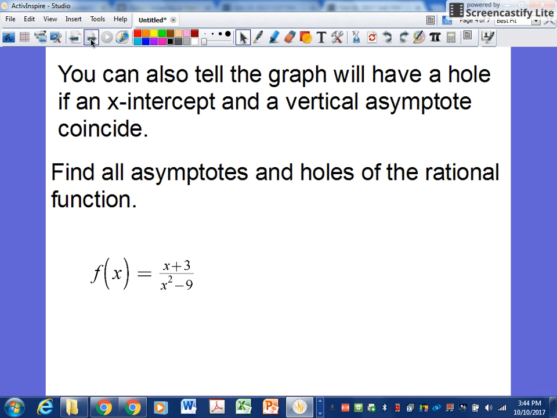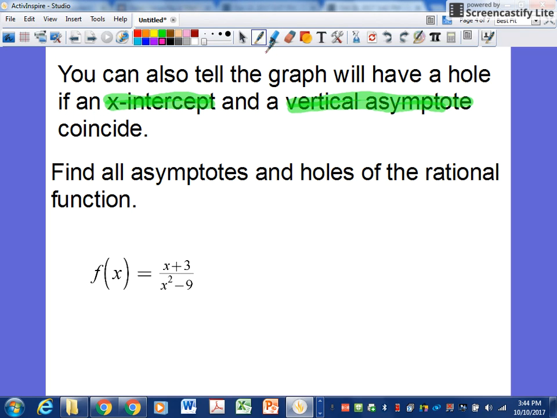and you notice that there's going to be a hole. You can also tell that the graph will have a hole when you have an x-intercept and a vertical asymptote at the same place. Since we haven't talked about finding x-intercepts yet, or maybe you have, then you'll know what this means. So here's one example that I'm going to use to find the asymptotes and holes of the rational function.